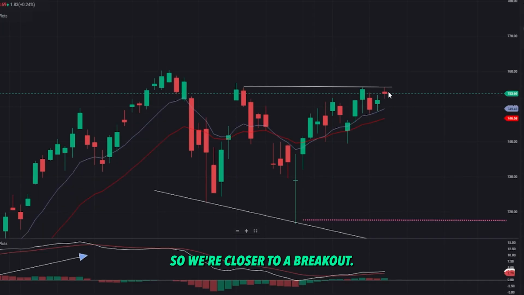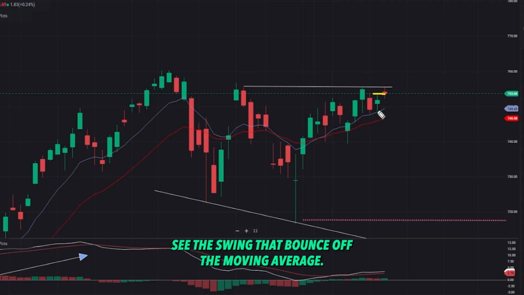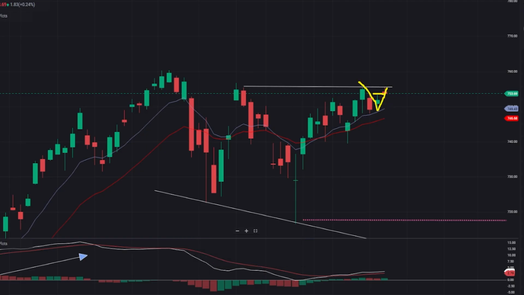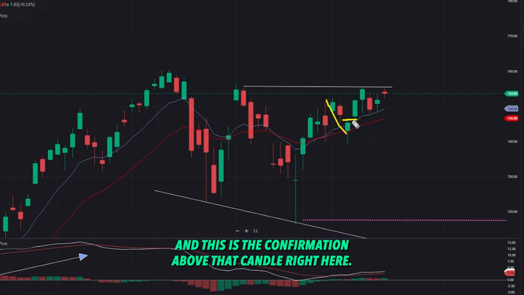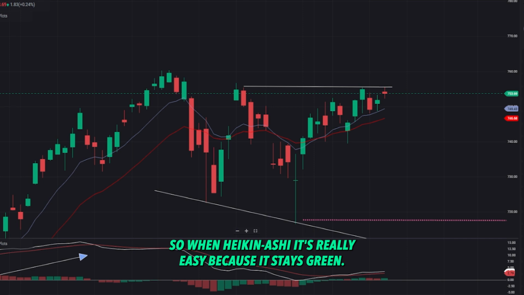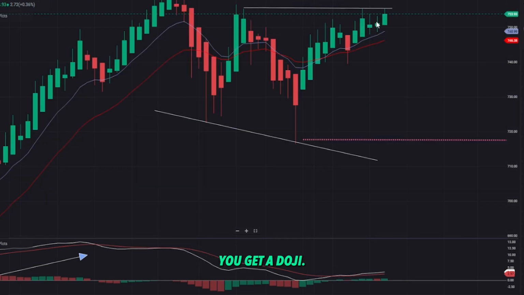So we're closer to a breakout, but we did trigger a swing. See the swing that bounced off the moving average? And usually a good swing is when it pulls back to the 20, and this is the confirmation above that candle right here. So on Heikin-Ashi, it's really easy because it stays green. You get a doji. The confirmation is above the doji. You only put triggers on dojis, period.